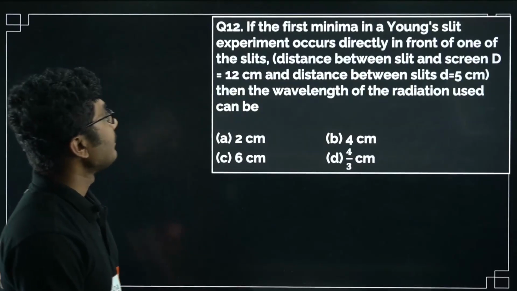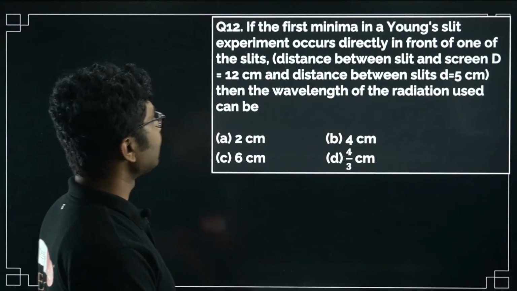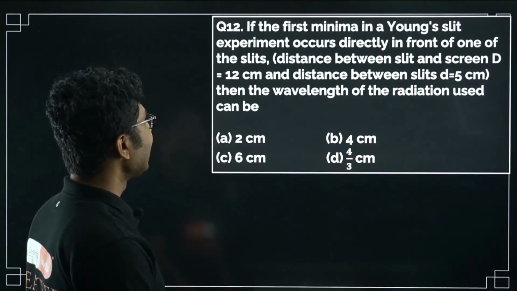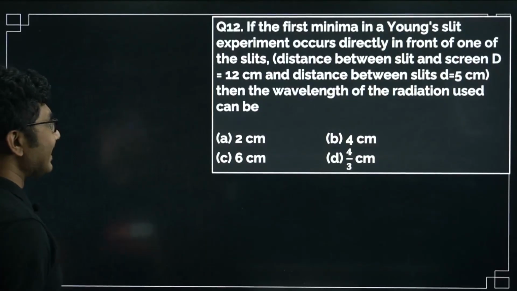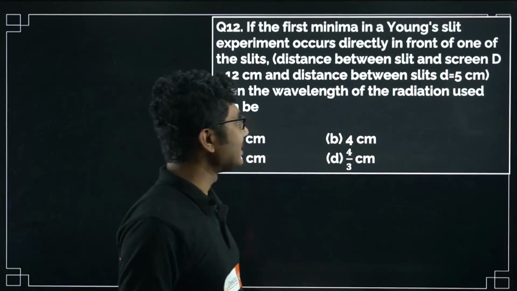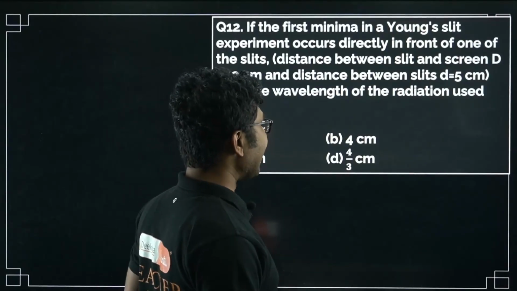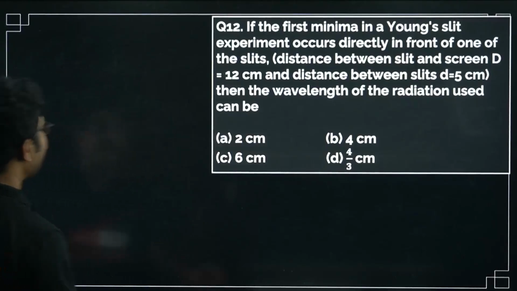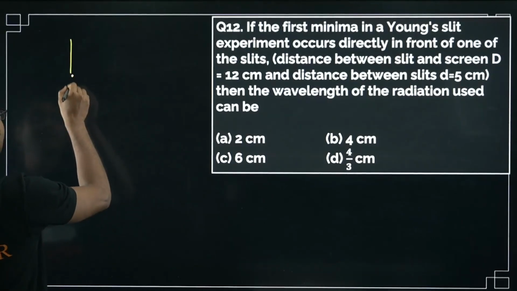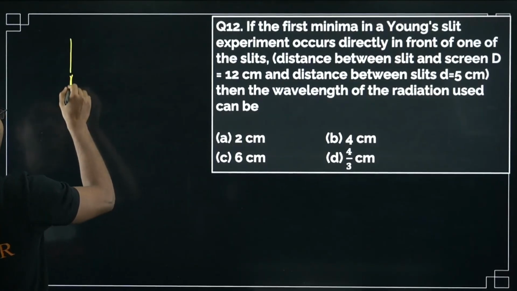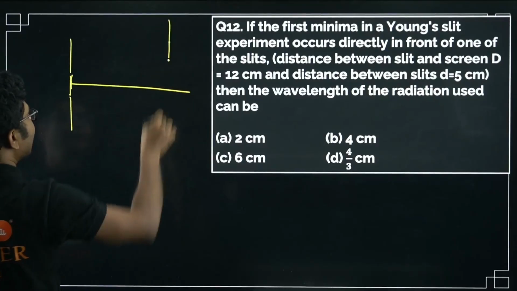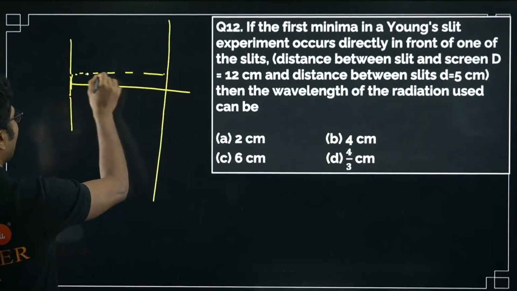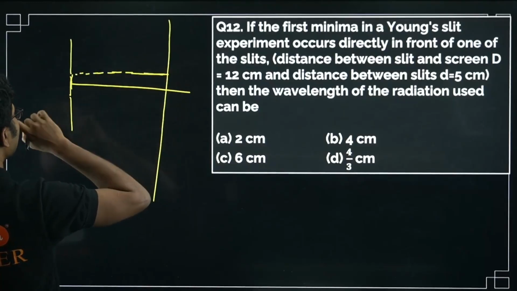If the first minima in a Young's slit experiment occurs directly in front of one of the slits, distance between the slit and the screen is D equals 12 centimeter, and the distance between slits d equals 5 centimeter, then the wavelength of the light used is. So here we have the Young's double slit, and it says that the minima is exactly occurring here.